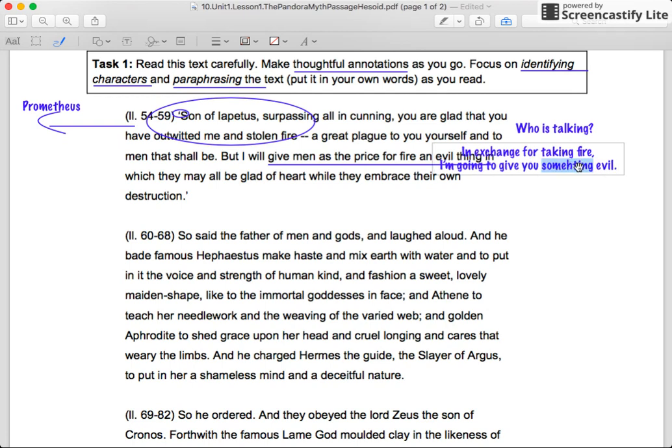And so we're starting to get right away at that question of why is there evil in the world, right? It seems to me like there's evil in the world partially because Prometheus stole this fire from somebody. Who's talking? We got to figure that out.